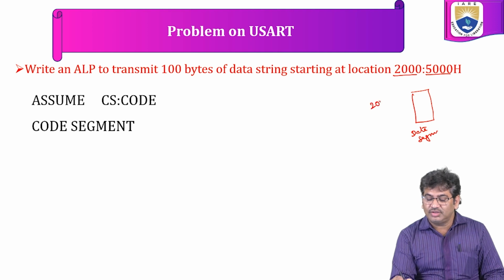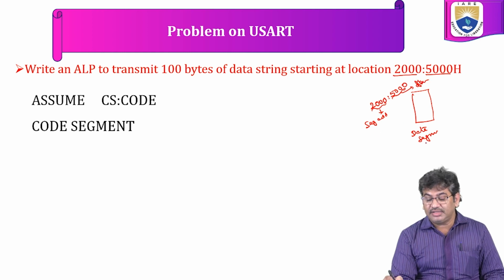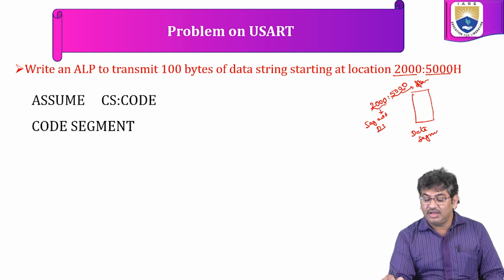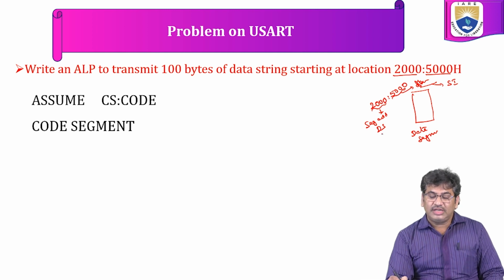We have two values: 2000:5000. 2000 is the segment address, and 5000 is the offset. The segment address, as it is a data segment, we are going to move into the DS register. This offset value we are going to place in an index register, SI. Loading 2000 directly into the data segment is not possible.